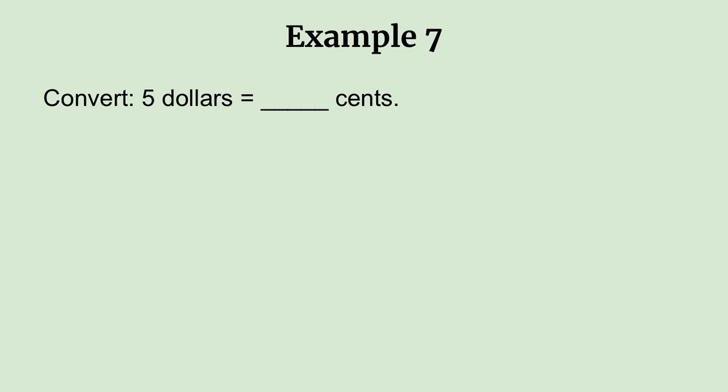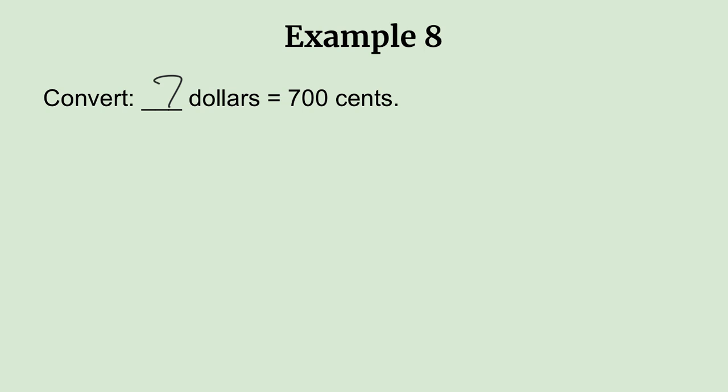$5 to cents, that should be pretty straightforward. You've got $5, and then $1 is equal to 100 cents, so it'll be 500 cents. So you can do conversions with anything. It will get more complicated though, so make sure you know how to write it out like this.